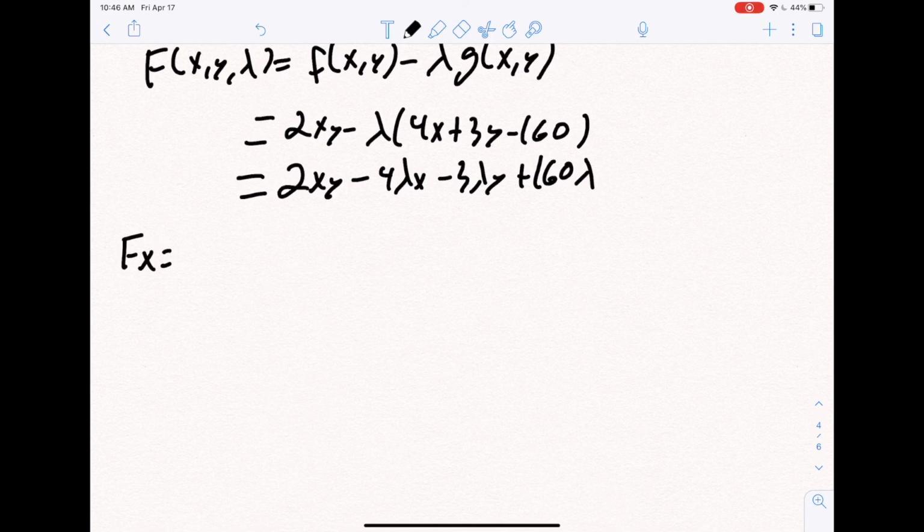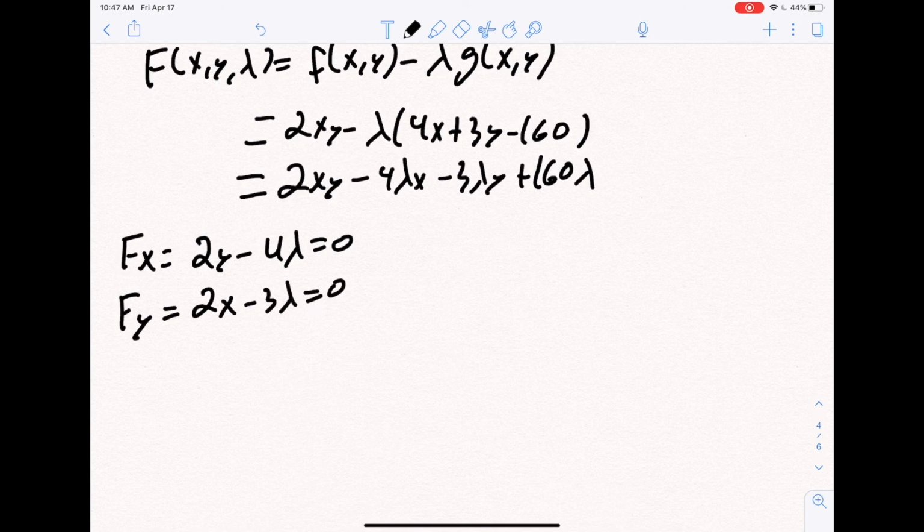We get F_x, the partial derivative with respect to x of this guy here, is 2y minus 4 lambda. We're going to set that equal to 0. F_y, the partial derivative with respect to y, we'll get 2x minus 3 lambda. We're going to set that equal to 0.